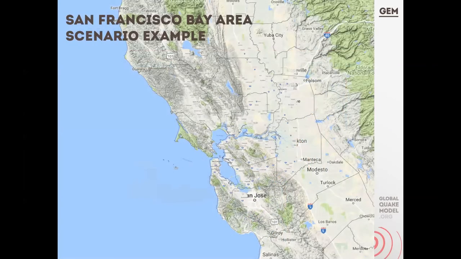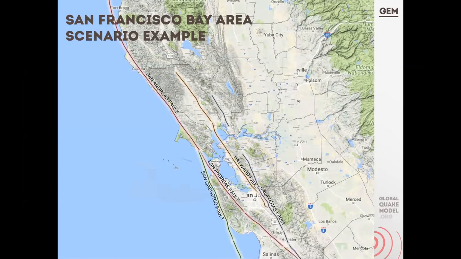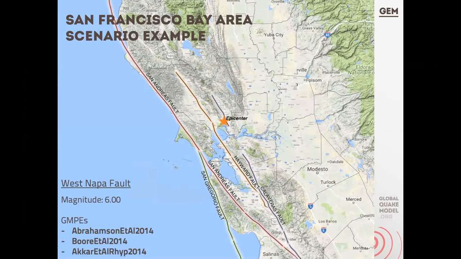So in this example, I'm just going to show a few slides of the different kinds of simulations of the scenario that we'll go through today for the Charlevoix scenario. So in this case, we're looking at the 2014 West Napa earthquake, which is a magnitude 6 earthquake that happened on the West Napa Fault.